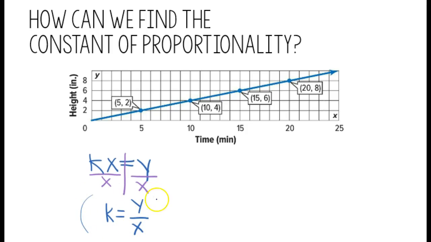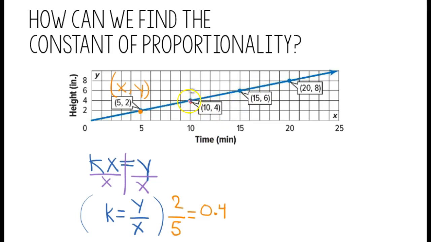Now that we have this formula here, we can use any of these points to figure out what our constant of proportionality is. Looking at our first point right here, 5, 2, we know with an ordered pair, it's always x comma y. So in this case, our y value is 2, and our x value is 5. That tells us that our constant of proportionality is 2 over 5, or 0.4. Now, we did pick this first point here, but we could have picked any point on this graph because we see that there's a constant rate of change.